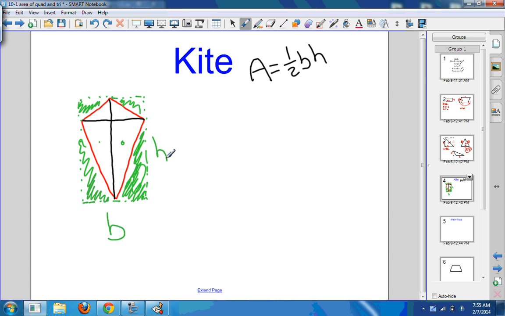Now if we look at the diagonals of the kite, this long diagonal going up here, we can call that diagonal 1. And we can call my diagonal going across here, all the way across, diagonal 2. So if I multiply diagonal 1 times diagonal 2, that's going to give me my base times my height, which will be the area of this big rectangle. Now my kite is going to be 1/2 of that area. So the area of a kite is 1/2 of our diagonal 1 times our diagonal 2.